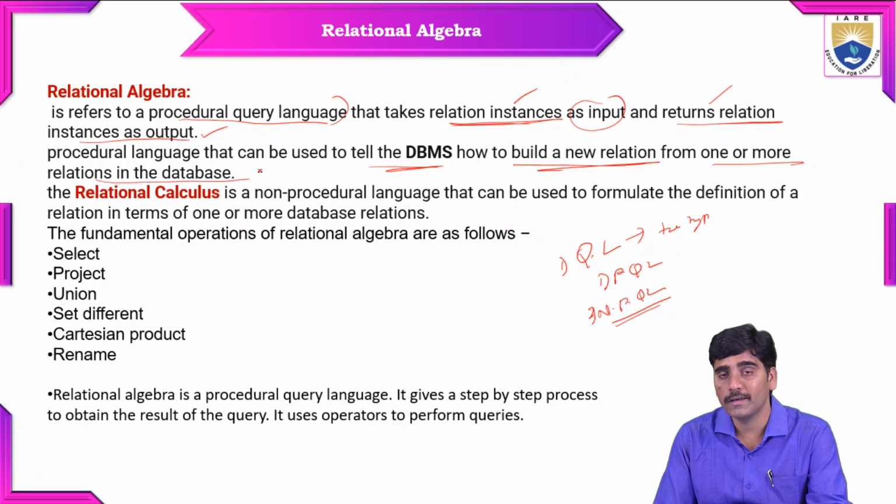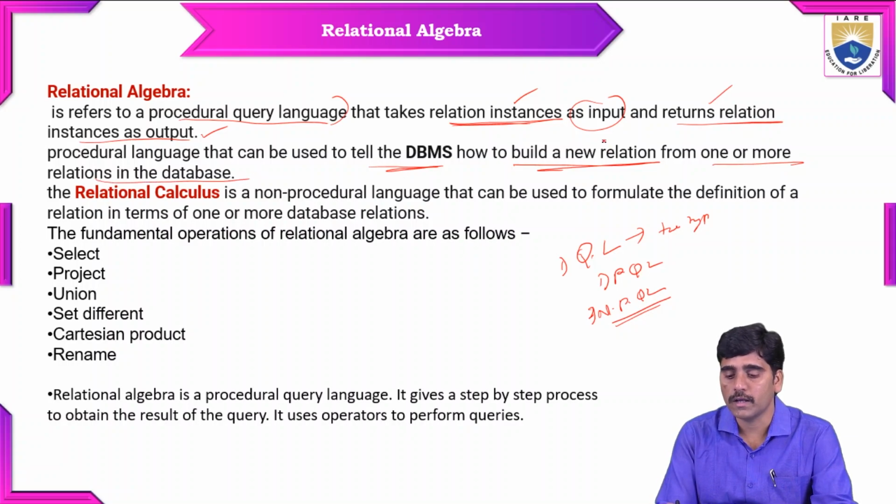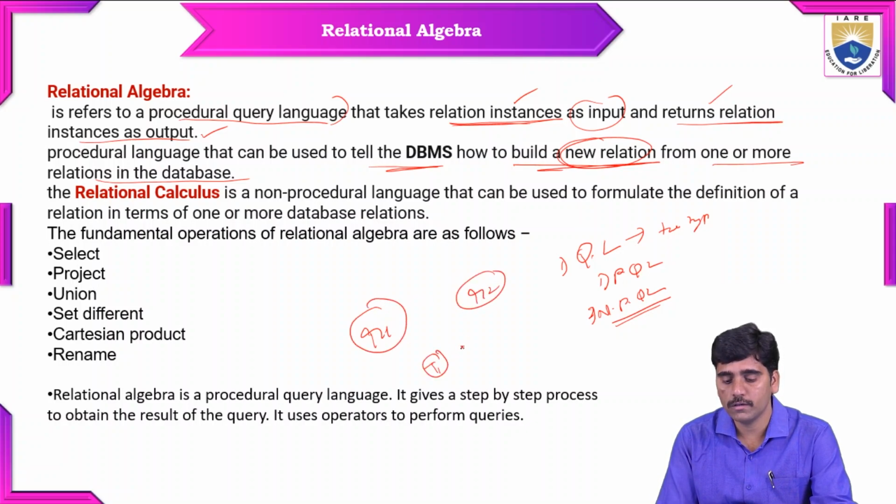How to build a new relation means establishing a relation between two relations, that is, relation 1 and relation 2, which are nothing but table 1 and table 2. It is used to tell the DBMS how to build the relationship between those two relations.